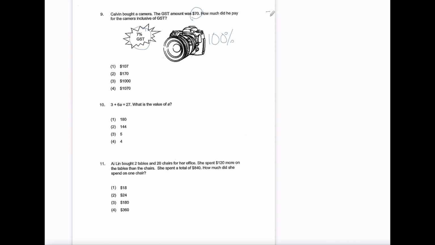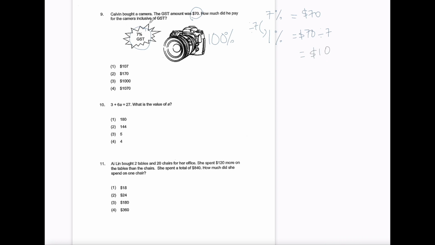So let's find out. 7% equals to $70. Alright, so 1% equals to, I divide by 7. Okay, I'm going to get $10.